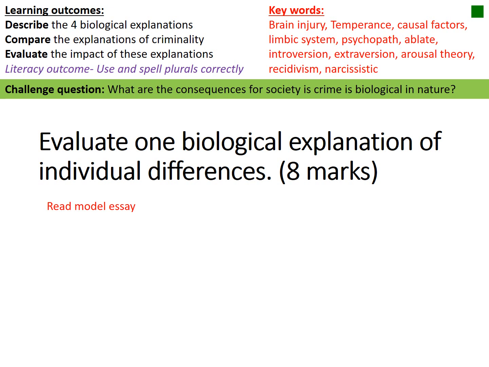I've put a possible 8 marker on the board for you if you want to pause and have a go. Evaluate a biological explanation of individual differences for 8 marks. It's a perfectly plausible question that could be asked. Remember I said at the very beginning, it's not going to reference Eysenck. Your key here with the question is this idea of individual differences, because we know that individual differences can lapse across personality. So essentially you would be describing and evaluating the impact of Eysenck on criminal behaviour.